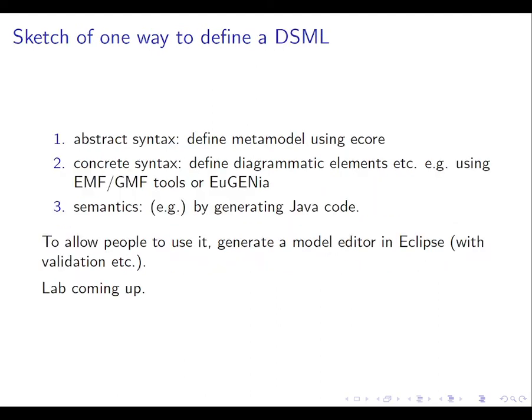So how do you go about defining a domain-specific modelling language? Well, one thing you can do is to define your metamodel using eCore in the Eclipse world. And then you can use something like, there are EMF, GMF tools, or there's Eugenia out of the Epsilon family, to define the diagrammatic elements and how they correspond to the abstract syntax. And then you can define semantics, for example, by generating Java code from your model, probably partial Java code for people to fill in the details of later.